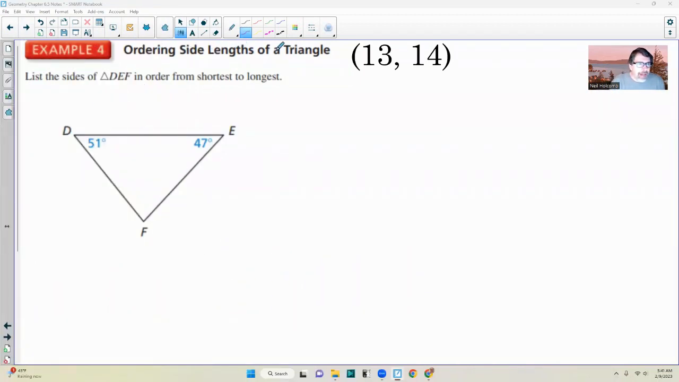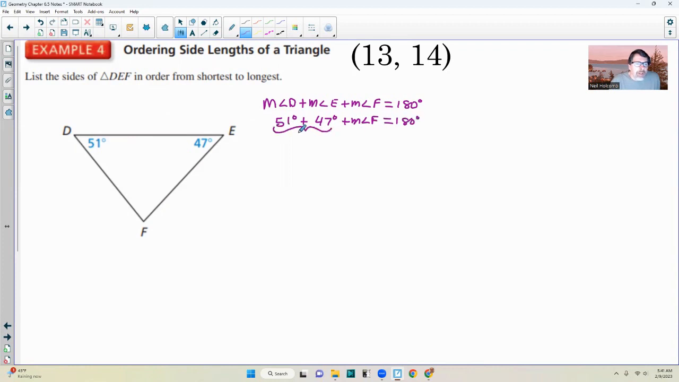Example 4 is ordering side lengths of a triangle. List the sides of triangle DEF in order from shortest to longest. We know angle D is 51 and E is 47. 47 is less than 51, but they did not tell us what F is. So to start, I want to use the triangle sum theorem to find F. The measure of angle D plus the measure of angle E plus the measure of angle F equals 180 degrees. Then substitute my givens: D is 51 degrees, E is 47 degrees, plus the measure of angle F, which we don't know, equals 180 degrees.